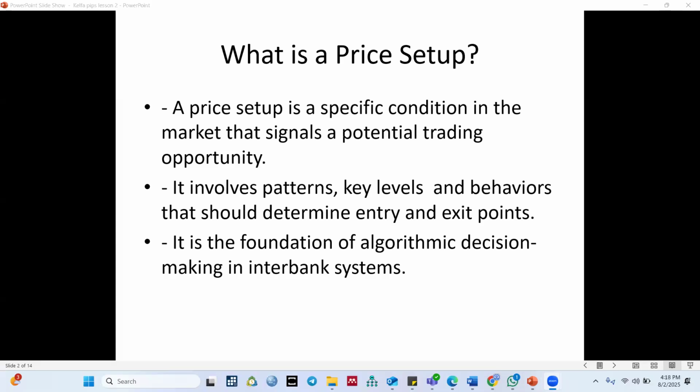So like the man asked me right now, how is he going to know that it's going to break below that level? Okay, so these are the conditions that we have to look at and see. So it involves patterns, key levels, and behaviors that should determine entry and exit.